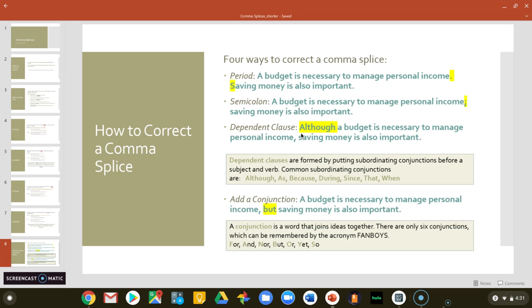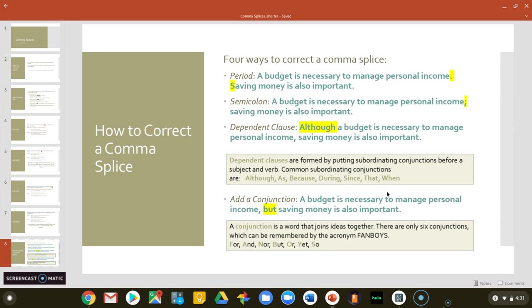If you want to get fancy, you can turn one of these clauses on either side of the comma into a dependent clause. So an example would be, although a budget is necessary to manage personal income, saving money is also important. So a dependent clause is when you have a subordinating conjunction put before a subject and a verb. Some common subordinating conjunctions are words like although, as, because, during, since, that, and when.